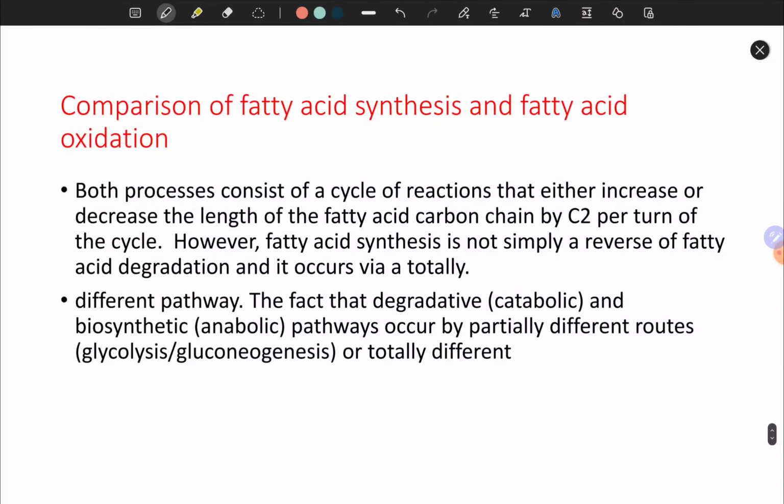Fatty acid formation is anabolic. Degradation is a catabolic process.